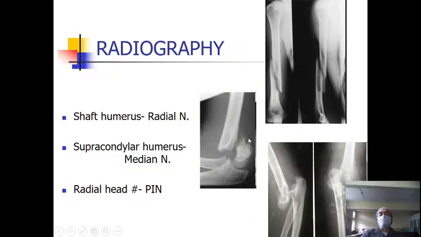So radiography. All of you know that this is a supracondylar fracture, and this is a real clinical case where we had a radial nerve palsy in a supracondylar fracture, which is not so common, and median nerve injury is quite common here, we can see. And radial head fractures usually result in posterior interosseous nerve palsy, and this is a comminuted fracture of the leg, and this is an elbow dislocation.